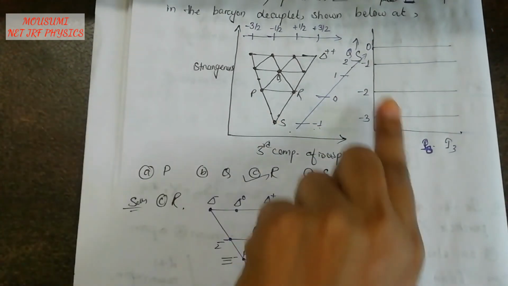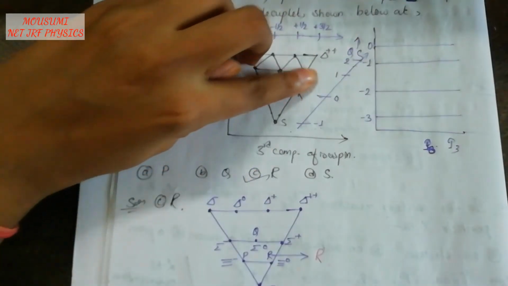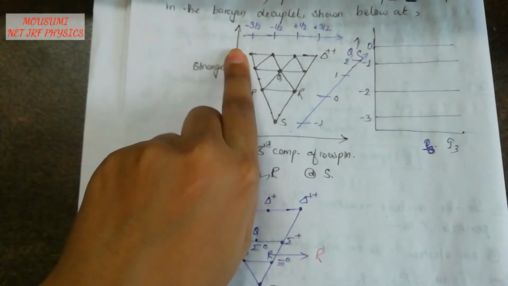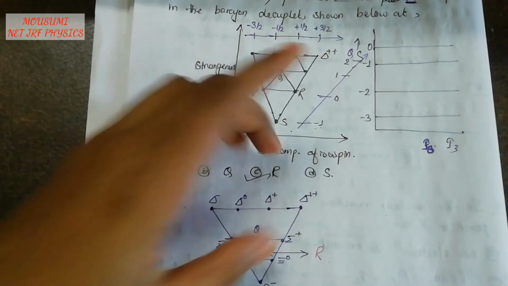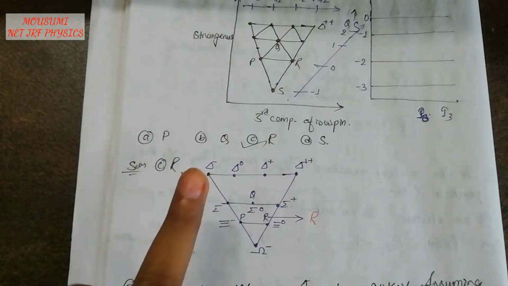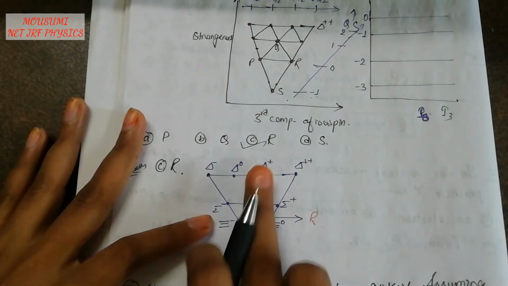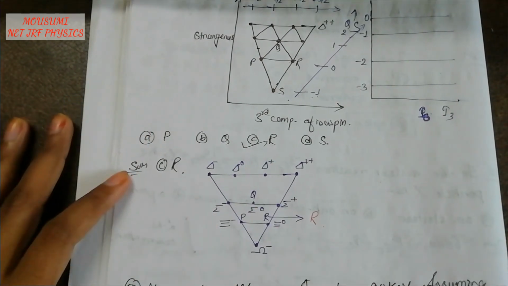You can just see the strangeness is given on this side. This tilted line is showing the charge, and this is showing the third component of the isospin. And if you remember these positions of all the elementary particles, then it will be very easy just by looking at the charge. So the correct option is option C. Now let's come to the next one.